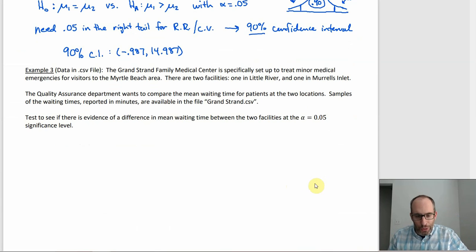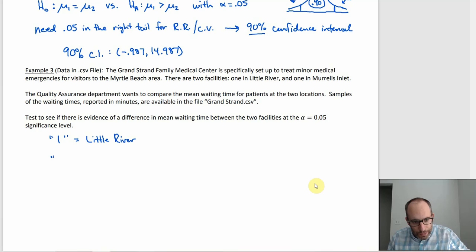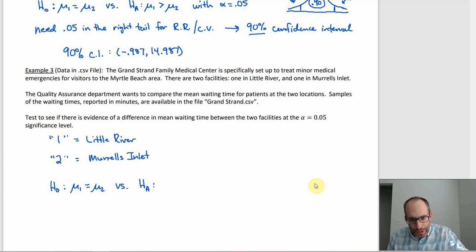So I just wrote this with 1s and 2s, and I said if 1 is Little River, and then 2 is going to be Murrells Inlet. Then what we've got is a null that mu1 equals mu2 versus an alternative that mu1 is not equal to mu2. And then we just have to go get our p-value.